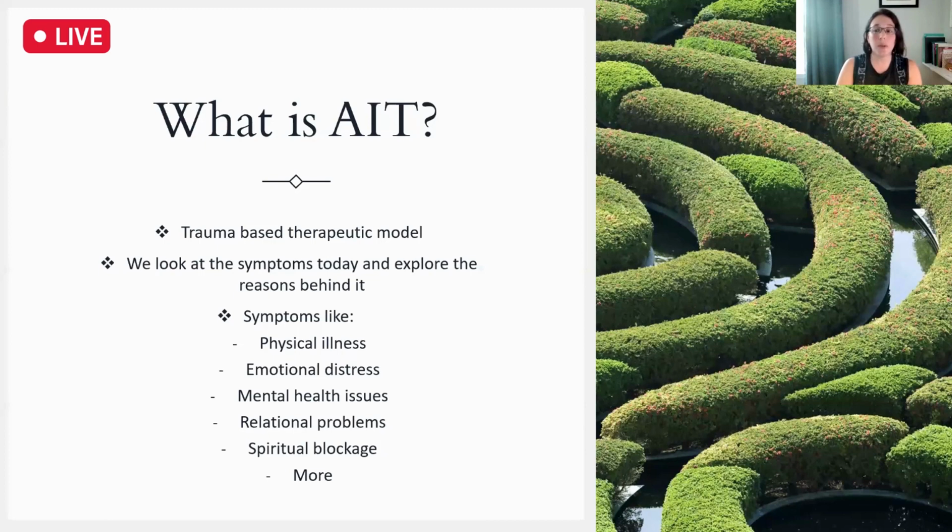So a symptom can be a physical illness, that we have protocols and seminars in AIT for. It could be emotional distress, any type of emotional distress like anxiety or depression or fear, grief, any type of issue emotionally. Mental health issues like personality disorders, anxiety disorders, phobias, and so on. Relational problems as well, like with a partner or with a boss or with a family member or with family in general. Spiritual blockage as well, and more. And if you have seen clients, you know that the array of symptoms that people bring can be very, very wide.